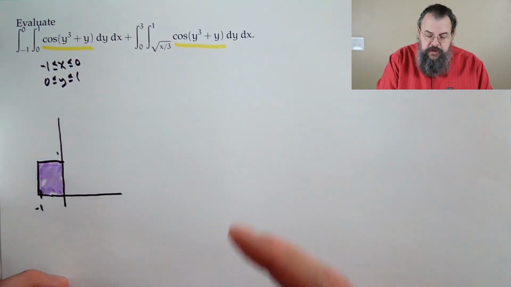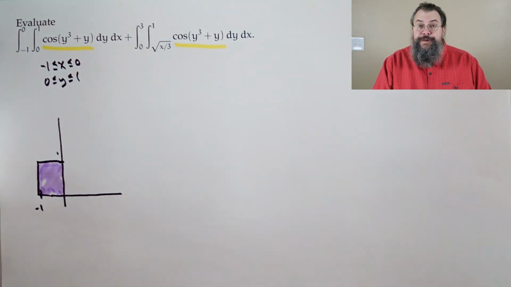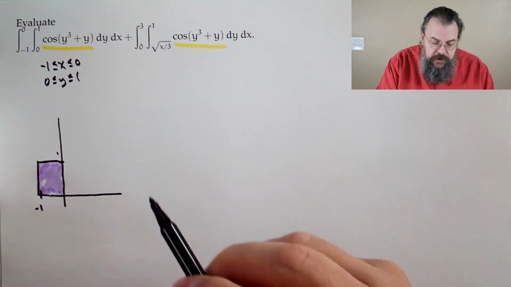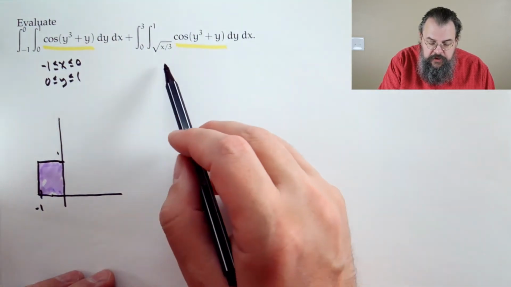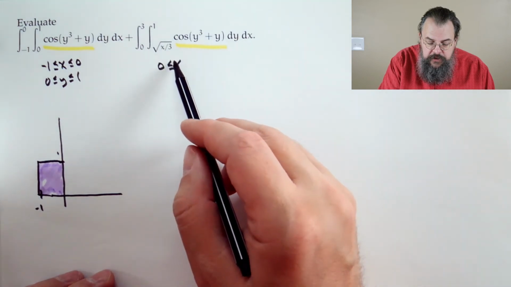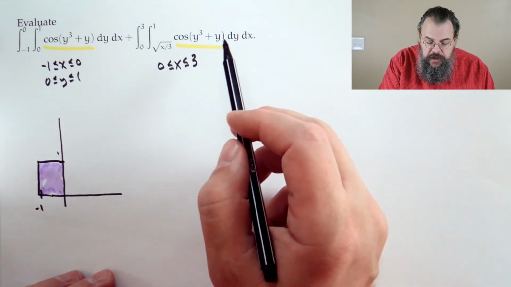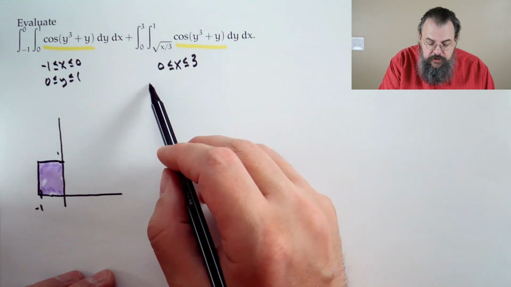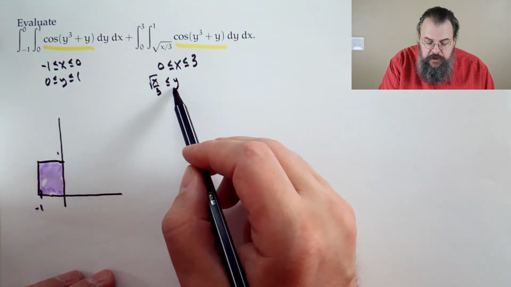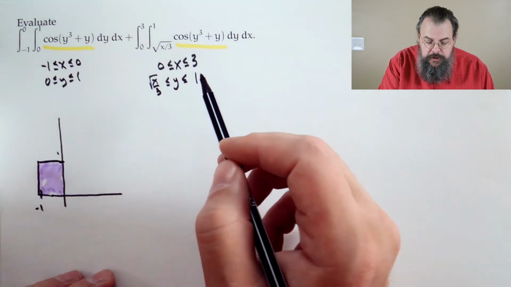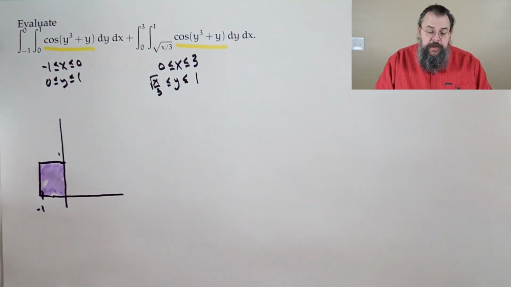Okay, but that's the first piece. What about the second integral? That's a little bit more interesting. Okay, let's work on that one then. Okay, so what do we have? We have the outer bounds tell us x goes from 0 to 3. Then the inner bounds says square root of x over 3 is less than or equal to y, less than or equal to 1.